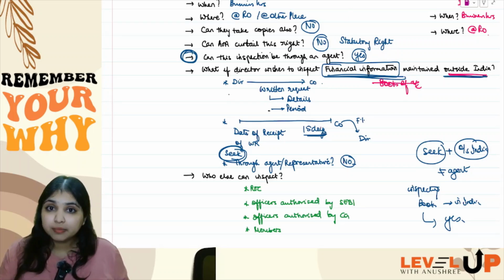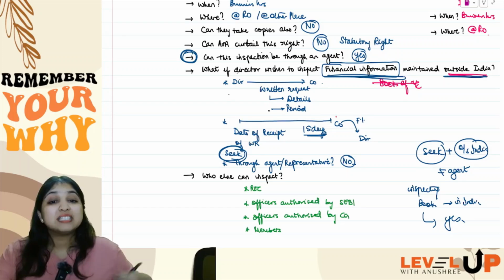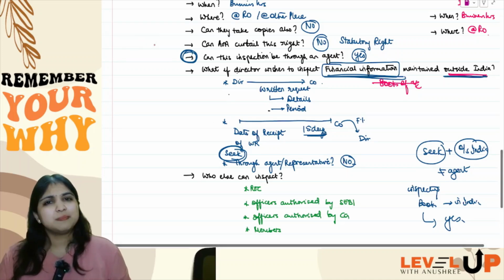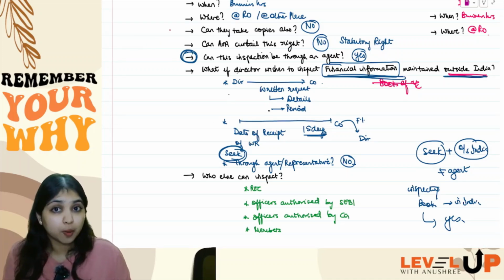The company will give him the information within 15 days. Now, seeking this financial information he has to do only by himself. He cannot do it through an agent, he cannot do it through a representative. But basic inspection he can do even through an agent, not a problem.